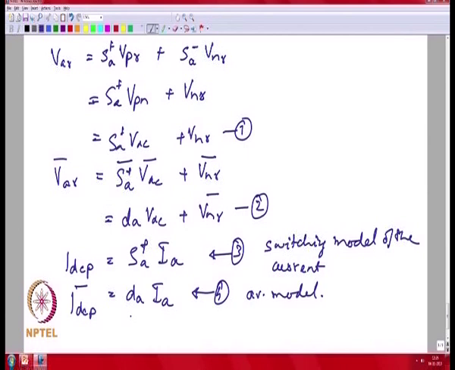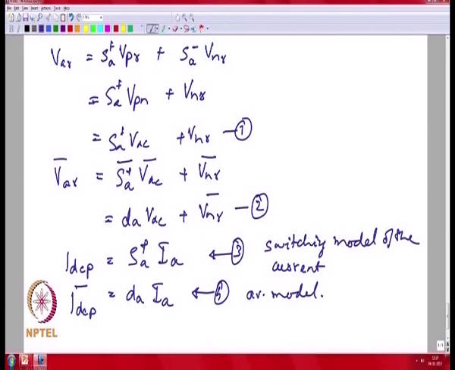Similarly, you could take the model for the negative DC bus current. I_DC for the negative bus is (S_A minus I_A), which is (1 minus S_A) times I_A. So, you will get (1 minus d_A) times I_A to be your negative DC bus current. Okay.